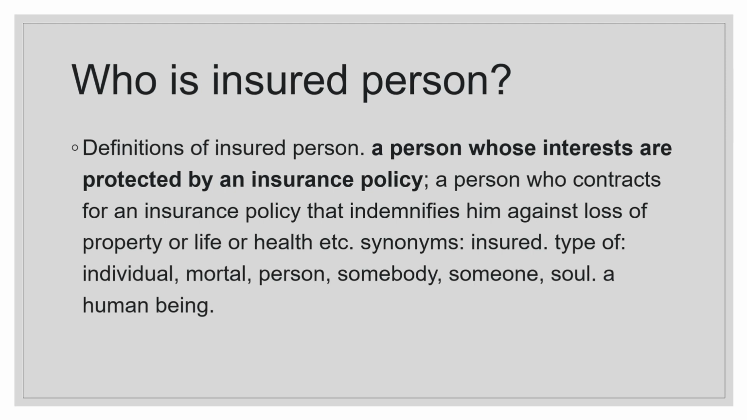Who is an insured person? Definitions of insured person: a person whose interests are protected by an insurance policy. A person who contracts for an insurance policy that indemnifies him against loss of property or life or health, etc. Synonyms: insured, individual, mortal, person, somebody, someone, soul, a human being.